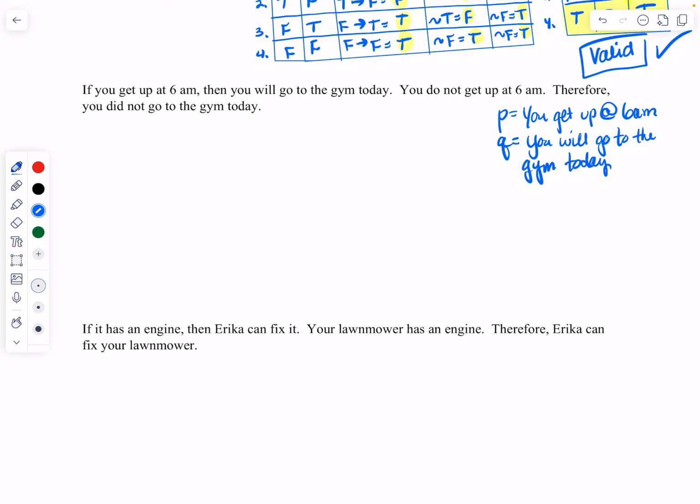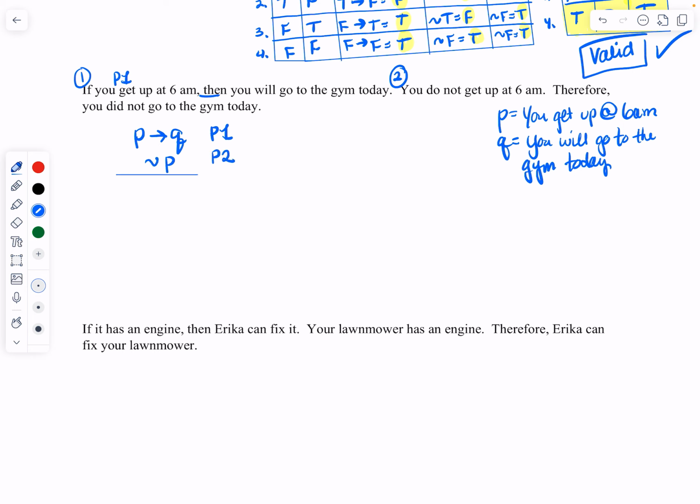Okay, so again, line 1 will be premises 1. If you get up at 6 a.m., P, then you will go to the gym today. If P, then Q. So that is the conditional, and that is premises 1. Now let's look at line number 2. You do not get up at 6 a.m. That is negation P. So that is my premises 2.